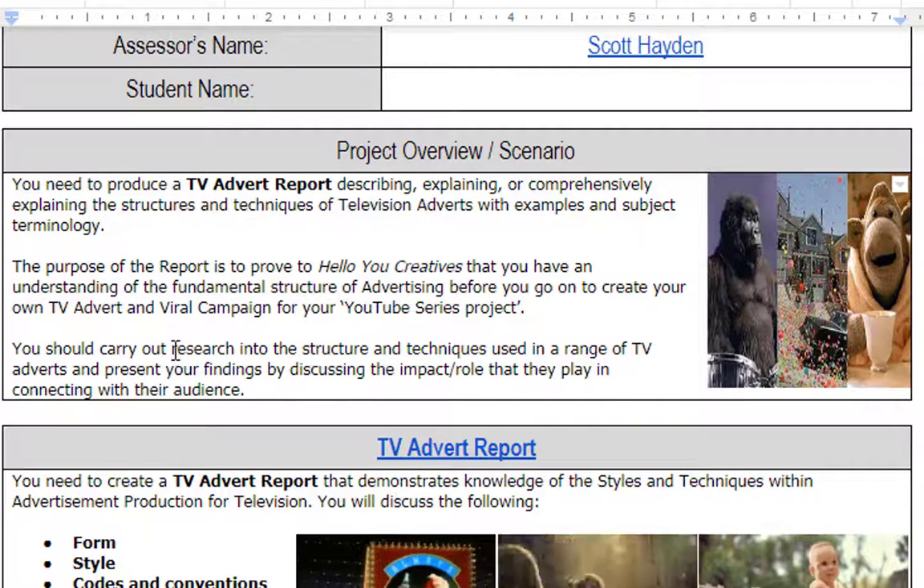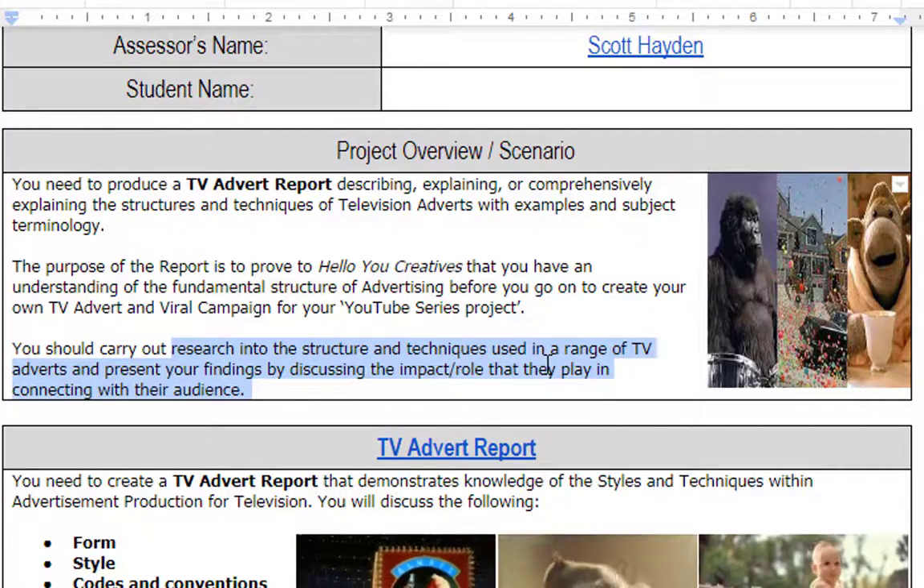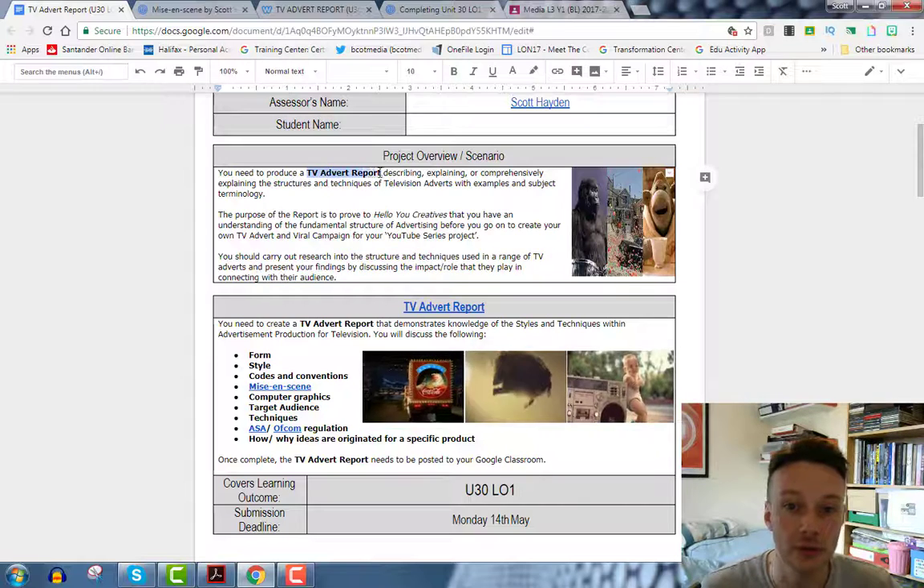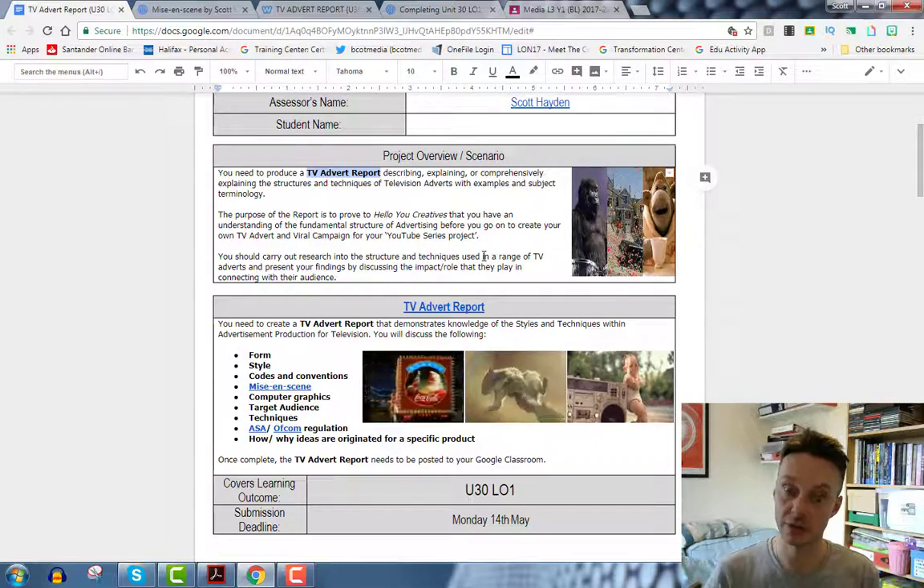You can be carrying out research for the TV advert report into the structure and techniques used in a range of TV adverts and presenting your findings by discussing the impact and role that they play in connecting with their audience. So, for the TV advert report, you can choose to do this as a written piece.